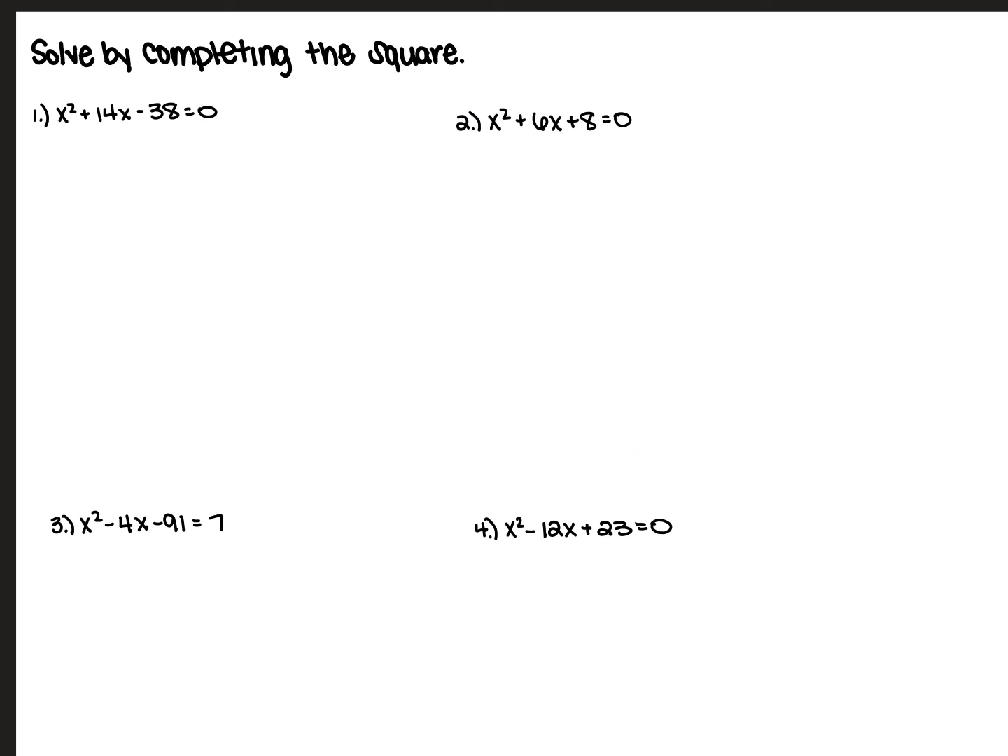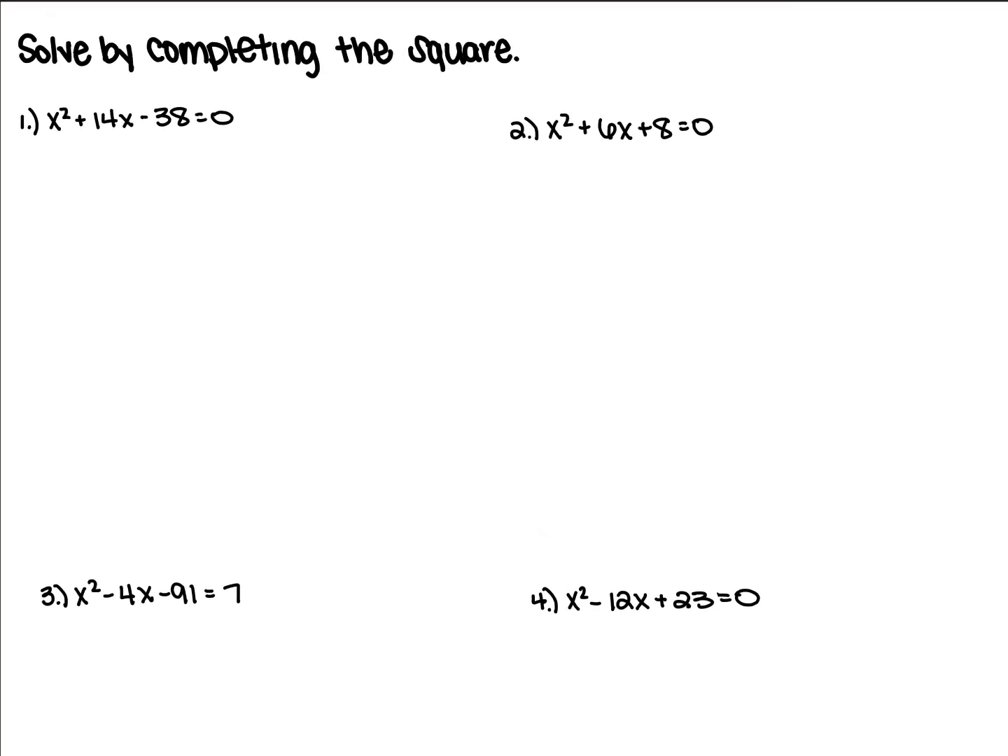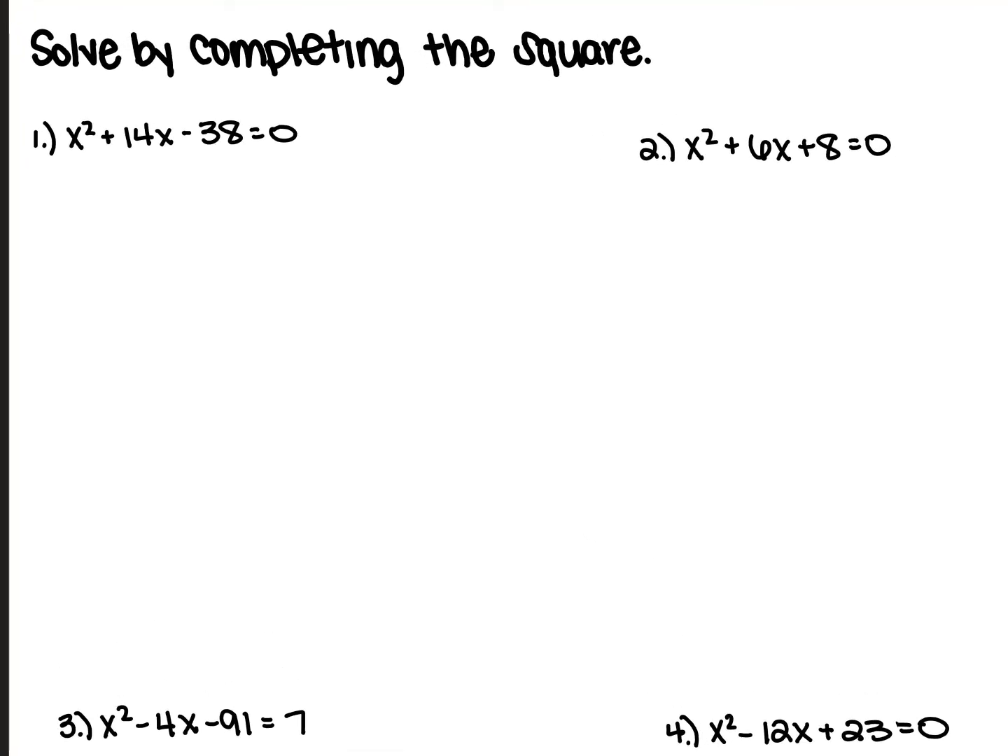For these extra practice problems with this section, you're solving by completing the square. For number 1, it gives you x squared plus 14x minus 38 is equal to 0. So the first thing that we're going to do here is move that 38 over. So we are going to add it to both sides. So that's going to give us x squared plus 14x is equal to 38.